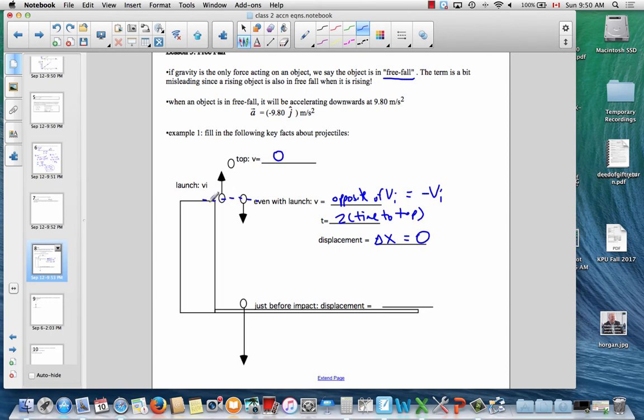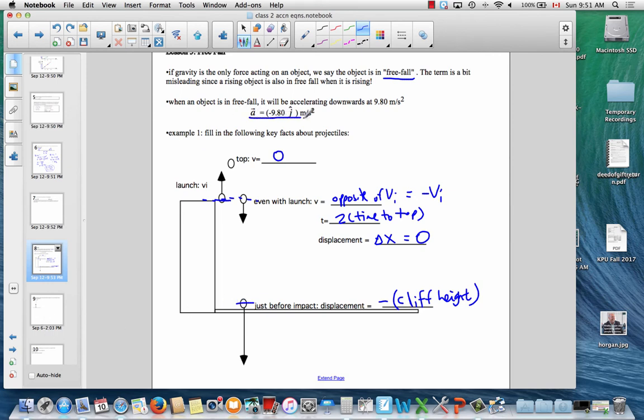Now, if we do happen to be launching this and having it land, say we lean our hand out over the edge of the building and have it land below, then the displacement just before it hits the ground, so the change between here and here, is exactly the height of the building or the cliff. However, it is downwards, so that's a negative displacement. So if this was a 30-meter high cliff, your displacement from the launch to the ground would be negative 30.